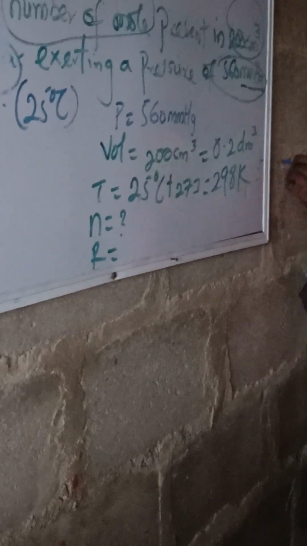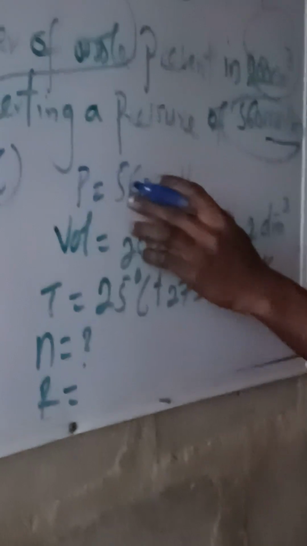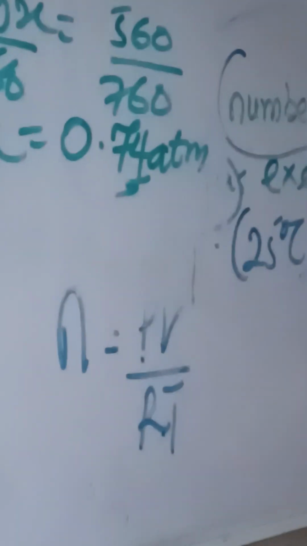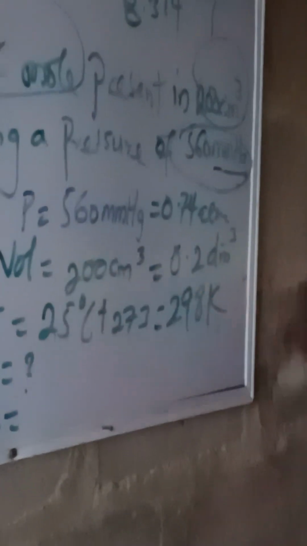Are we together? What follows? Our pressure will be 0.74 ATM. These are the parameters you use.